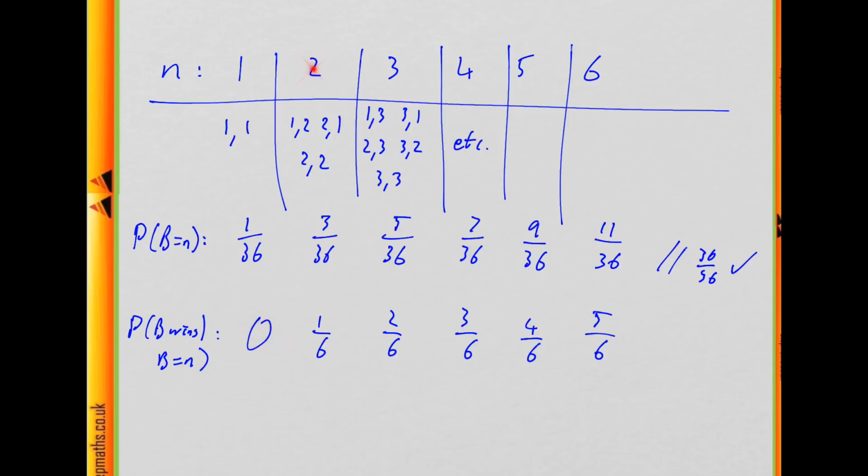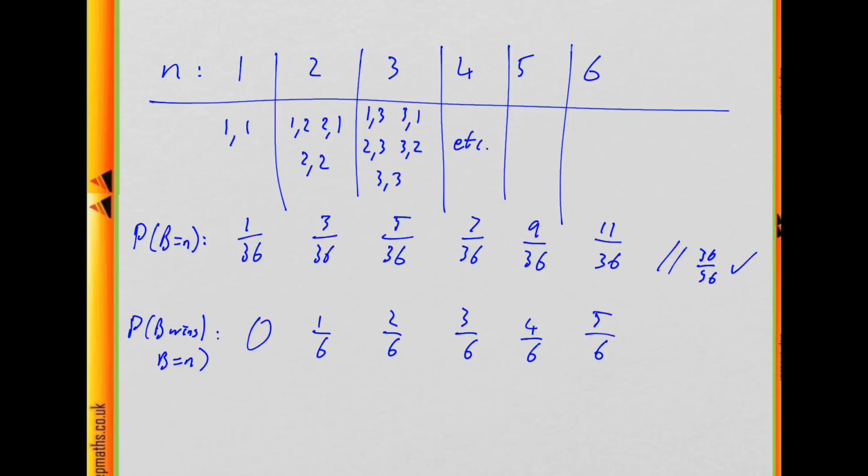If B rolls a 2, the only way they can win is if A rolls lower, so that means rolling a 1, so there's a 1 in 6 chance of that happening. If B rolls a 3, then A has to roll a 1 or a 2, so there's a 2 in 6 chance of that happening, etc. So our chances are 0, 1, 2, 3, 4, 5 over 6.